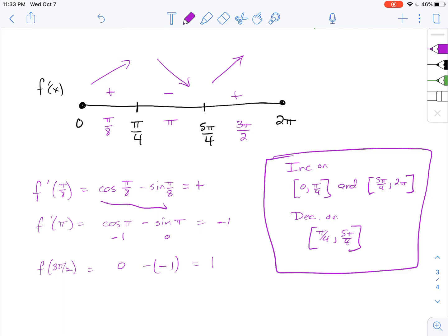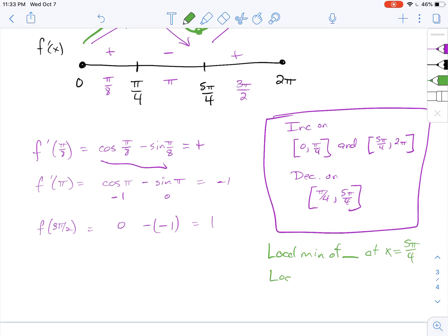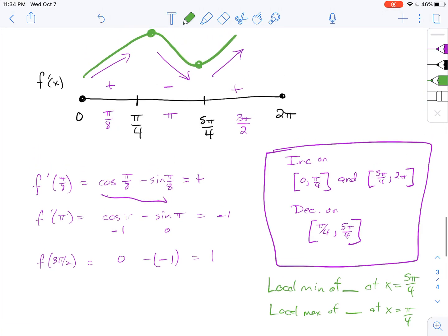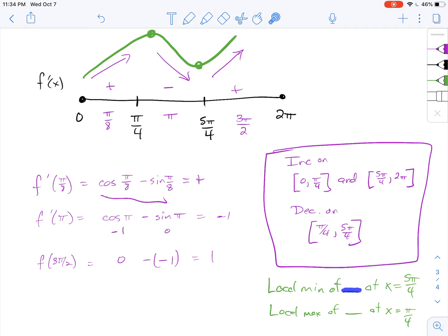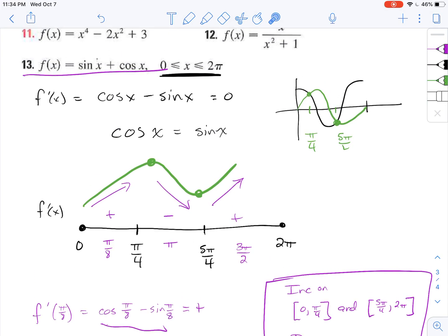All right, let's see. Just from looking at the curve here, we've got a max there and a min there. So we have a local min of something at x is 5 pi over 4, and a local max of something else at x equals pi over 4. And if we wanted to come up with the values that go in here, we would just plug 5 pi over 4 and pi over 4 back into the original function.